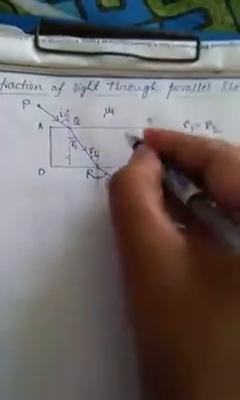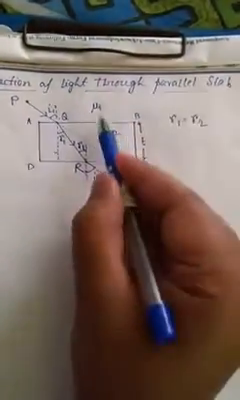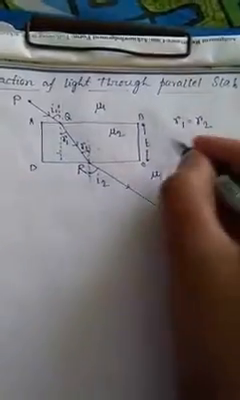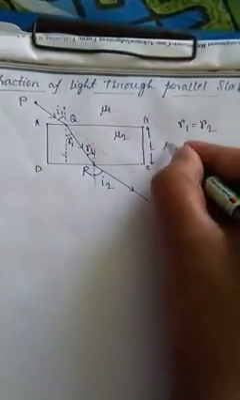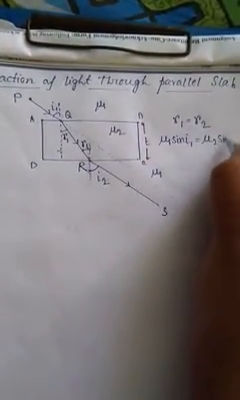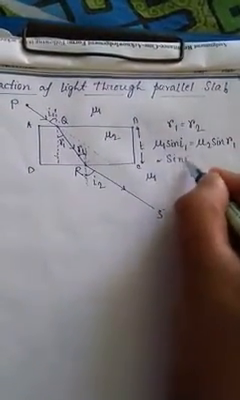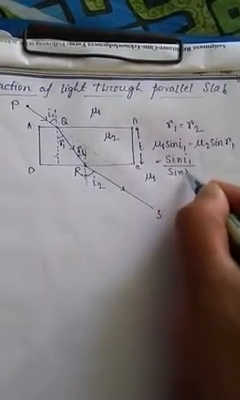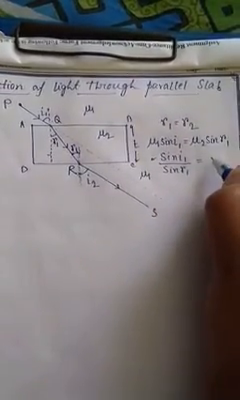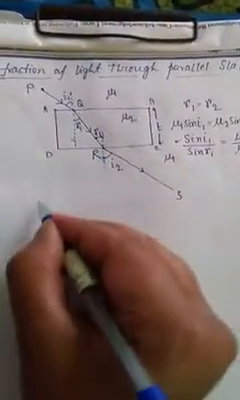And let's say this is medium 1 with refractive index mu1, and this is medium 2, and again here this is medium 1. Okay, so I am applying Snell's law on the first surface. How? mu1 sin I1 equals mu2 sin R1, right? So from here I can write sin I1 by sin R1 equals mu2 by mu1. Let it be.